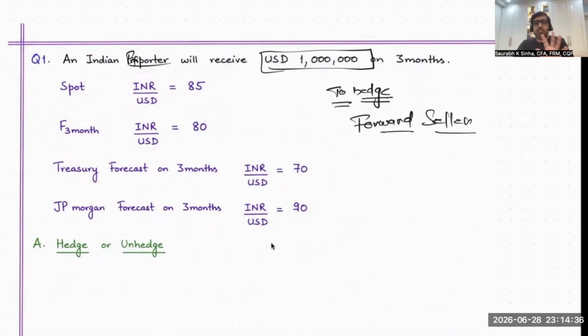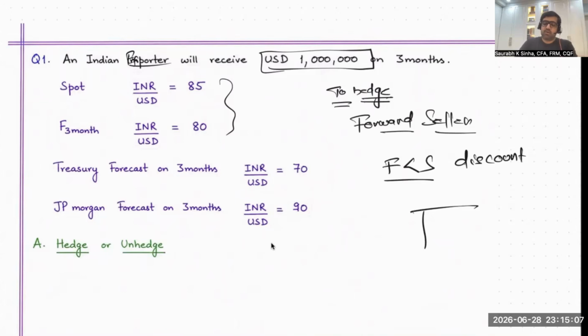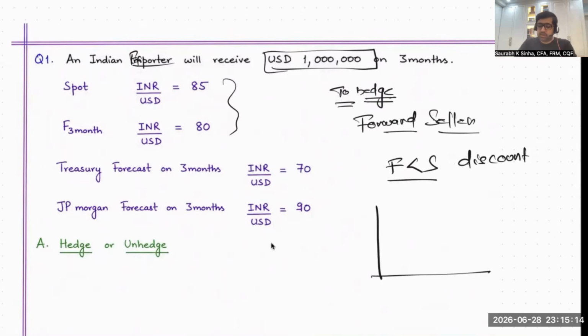This is clear. You will never buy USD if you're receiving USD. Why would you buy? Because if you're receiving USD, you will try to sell at a fixed price, and that is 80. So as a forward seller, you will try to enter into a 3 month forward contract, which is trading at 80. If you see this, you could have guessed that this is in discount. If this is in discount, definitely you're going to have a negative roll yield because this is the spot. This is the future. It will converge to spot.